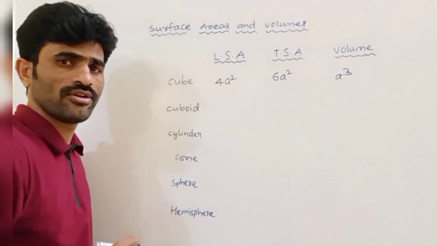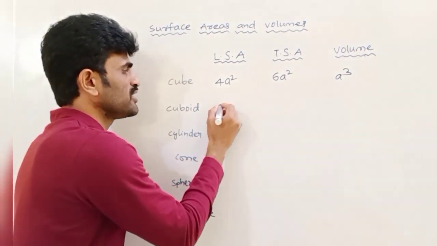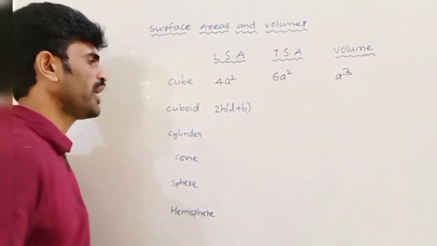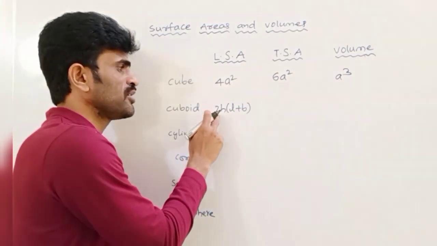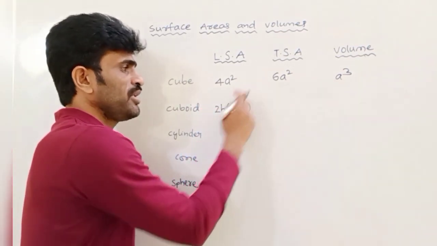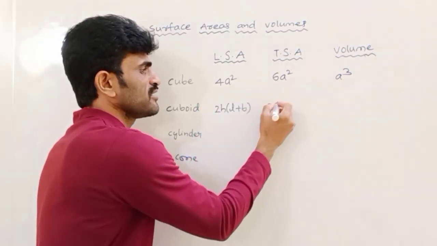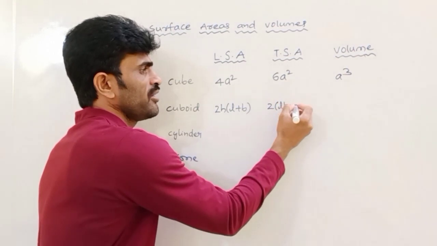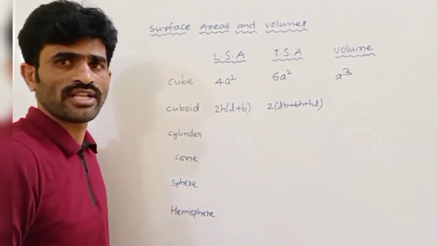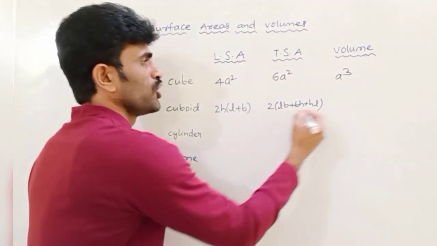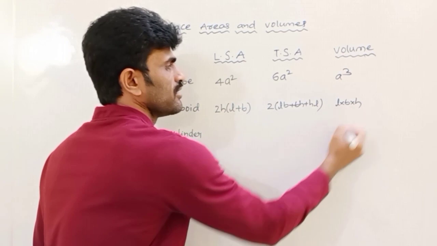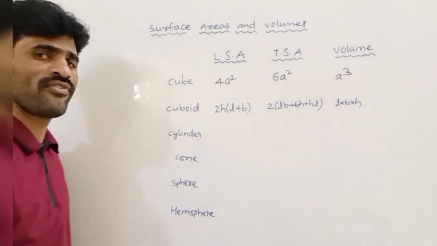Next, cuboid. Cuboid LSA is 2h(L + B). Remember, base perimeter into height is 2(L + B) into height, that is 2h(L + B). The total surface area is 2(LB + BH + HL). This is the total surface area of a cuboid, and the volume of the cuboid is L × B × H.